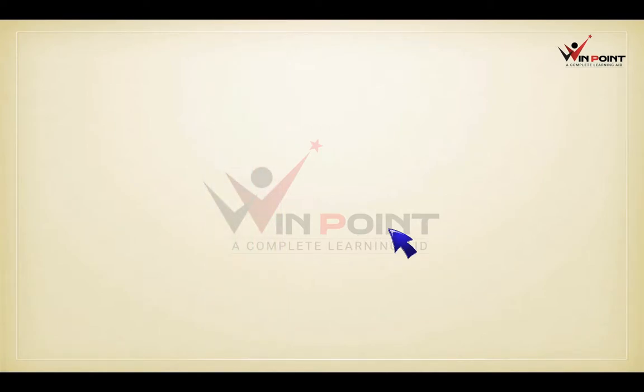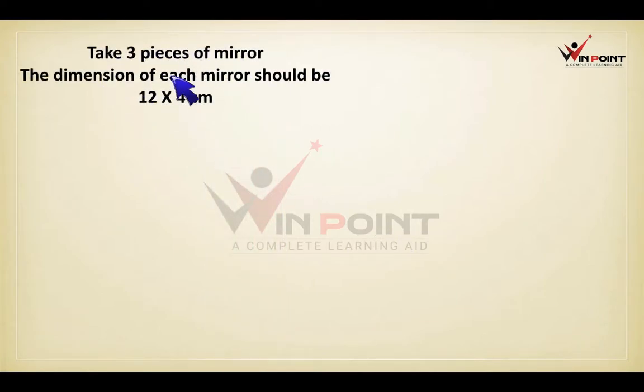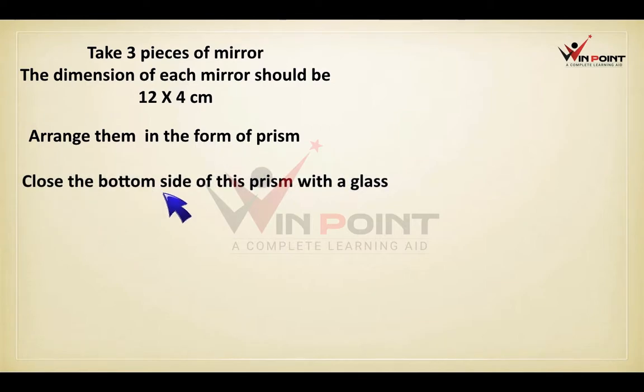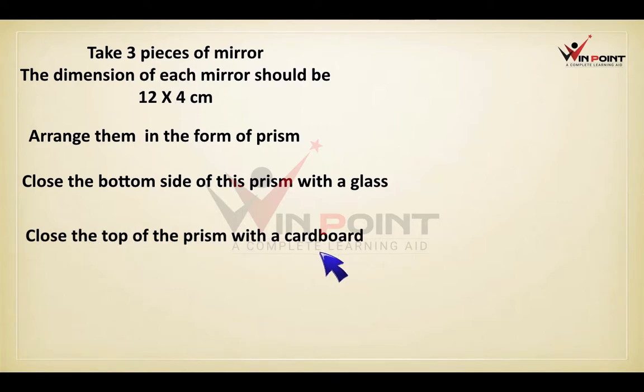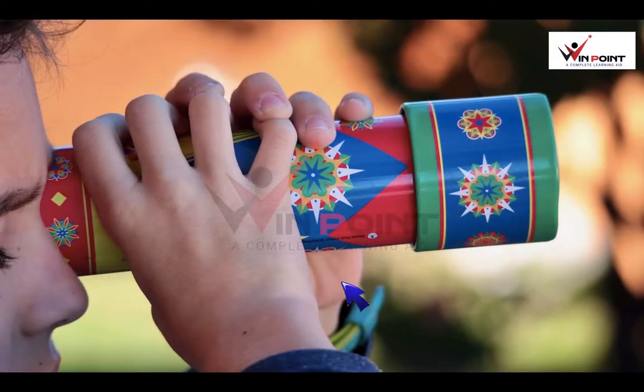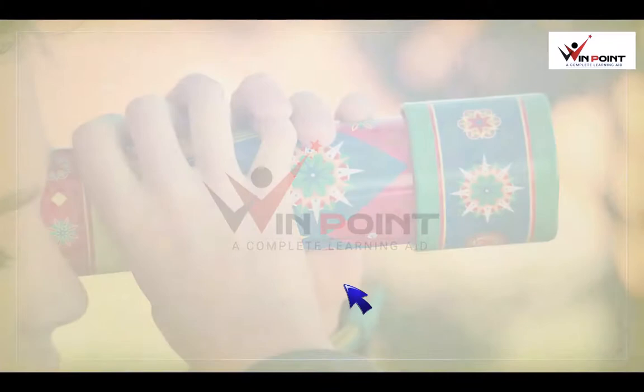So how did we construct that? Take 3 pieces of mirror. The dimensions of each mirror should be 12 into 4 cm. Arrange them in the form of a prism. Close the bottom side of this prism with a glass. Close the top of the prism with cardboard. Make a hole on the cardboard. It is called kaleidoscope. It is the method to construct a kaleidoscope. When we are looking into that kaleidoscope, we can see different types of images.